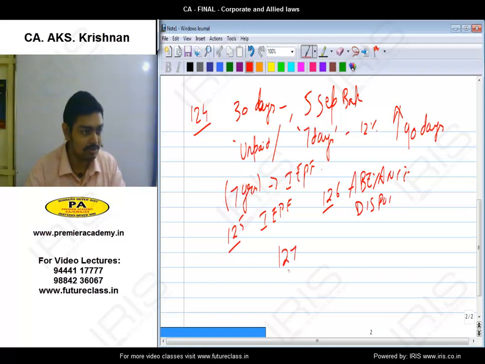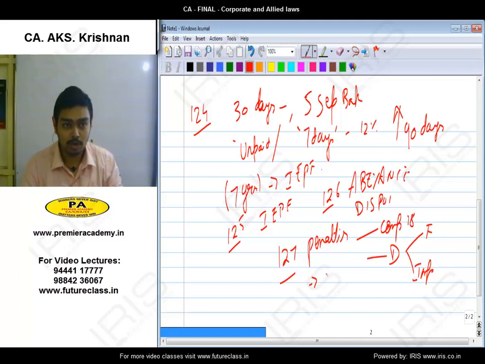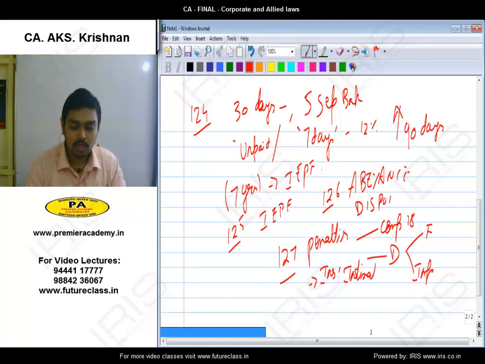Then section 127 we studied, penalties. So for the company it is 18%. For directors it is a fine as well as imprisonment. And we have certain exemptions. What are the exemptions? I intimated to the shareholder. The shareholder has given instruction, but the instruction has not been followed. But you have to intimate the shareholders. If I intimate the shareholders, no problem.